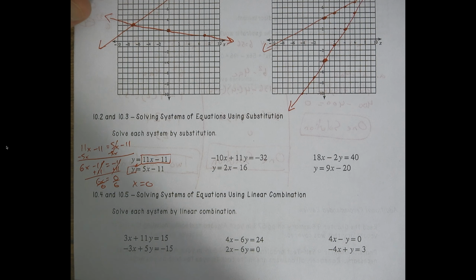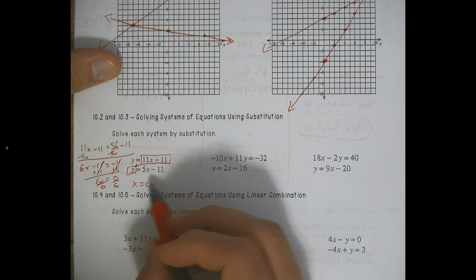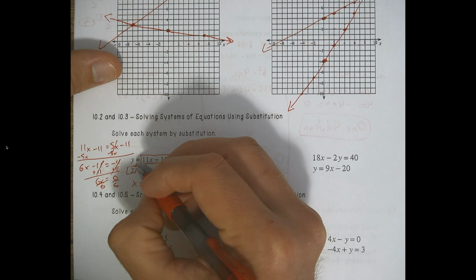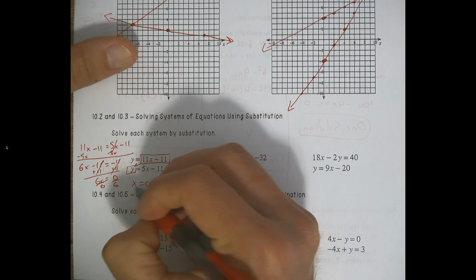So we don't want to stop there. That is a value, so x is 0. What we have to do is go back and find out what y equals. You can do either equation, it doesn't matter. And I'm sorry, you're not going to plug in for y. You're going to plug in for x because that's what we have.